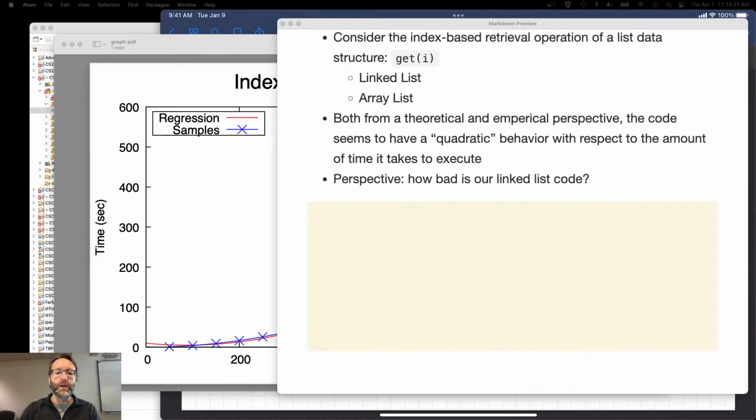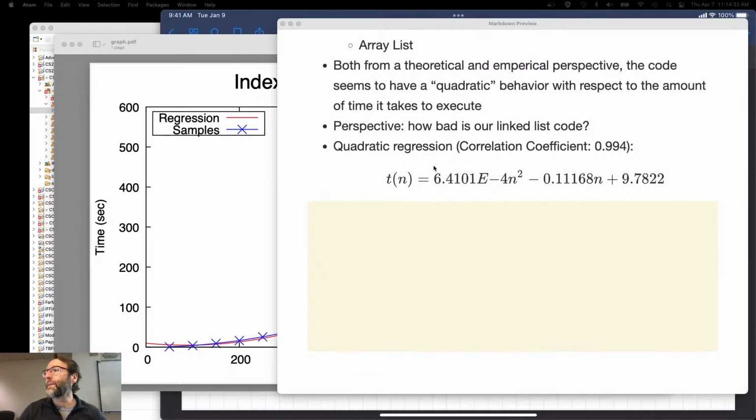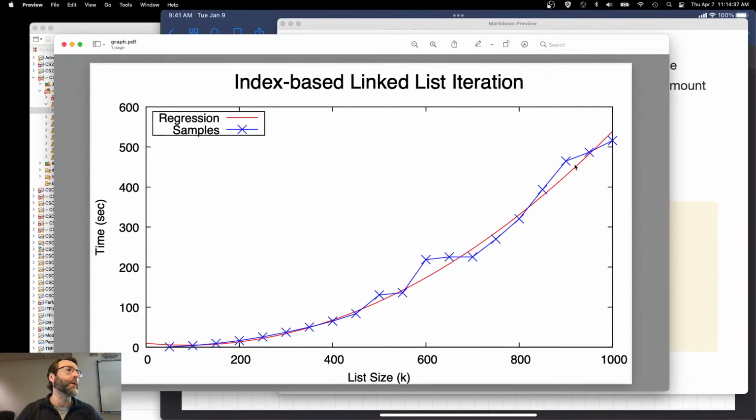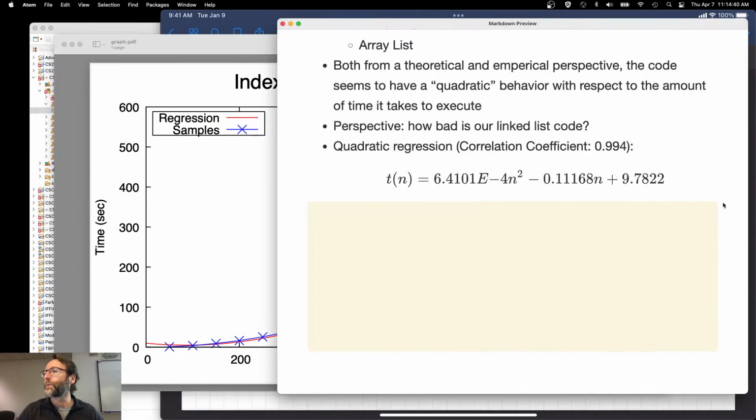So here is the actual quadratic regression that I ran. It came up with this formula right here. That's what I used to derive this red line right here, this nice smooth line. The coefficient out front for the n squared term is not 1/2. In fact, it is 0.00064101, because that's scientific notation. The coefficient over here is not 1/2 either. It's some small value, 0.01.